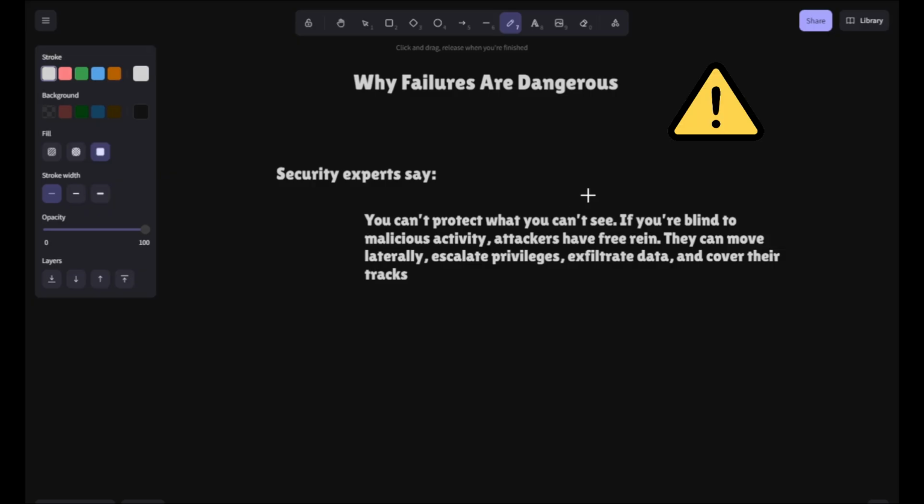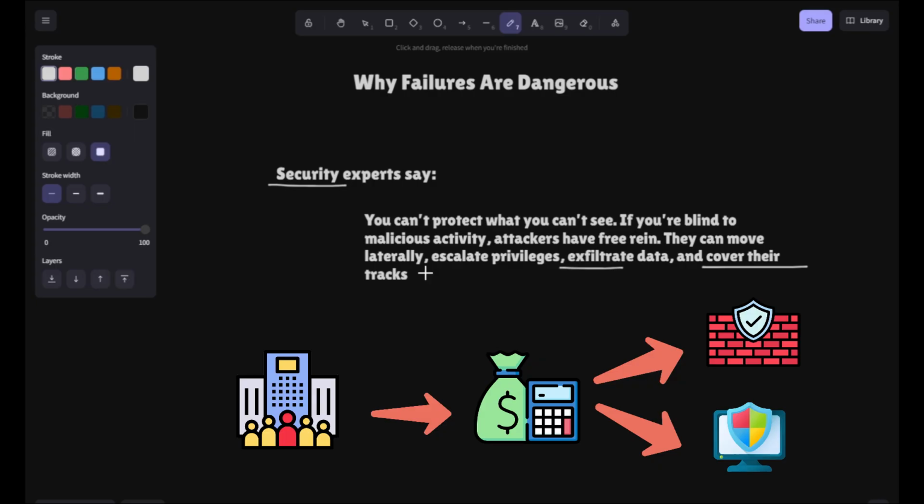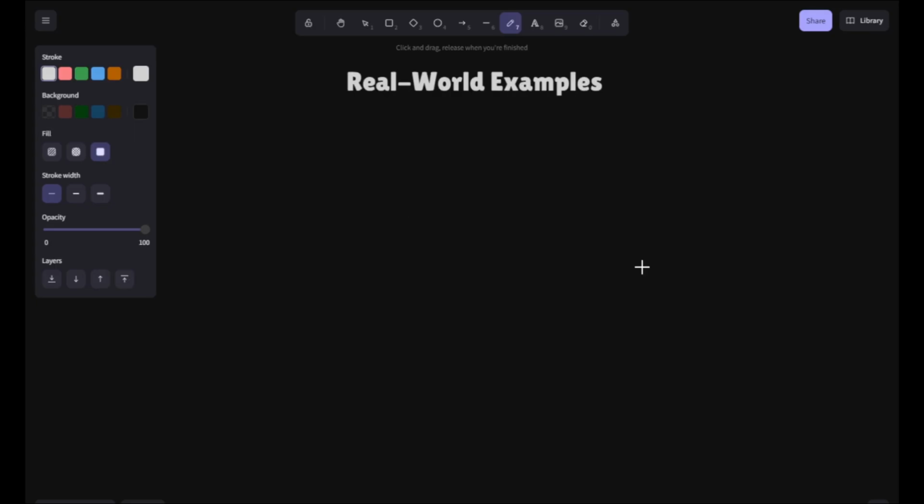Why failures are dangerous. Security experts say you can't protect what you can't see. If you're blind to malicious activity, attackers have free rein. They can move laterally, escalate privileges, exfiltrate data, and cover their tracks. Many companies focus all their budget on firewalls and antivirus, but forget the basic question, would we even notice if someone broke in?